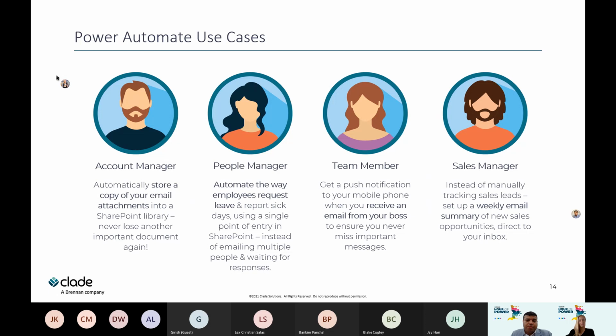Simply, you're a staff member. You want to get push notifications when you get important messages. So you can have Power Automate that looks at your emails, and then if it's from a certain person, you can create a trigger for a push notification on your mobile device. Or like I mentioned earlier in the scheduled flow, if you're a sales manager, you want to get a weekly or a daily summary of your sales, you can create a Power Automate flow.